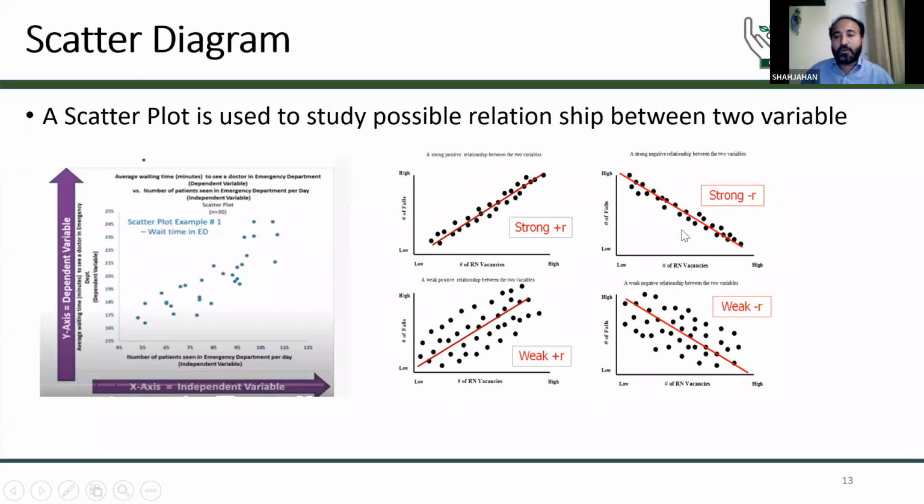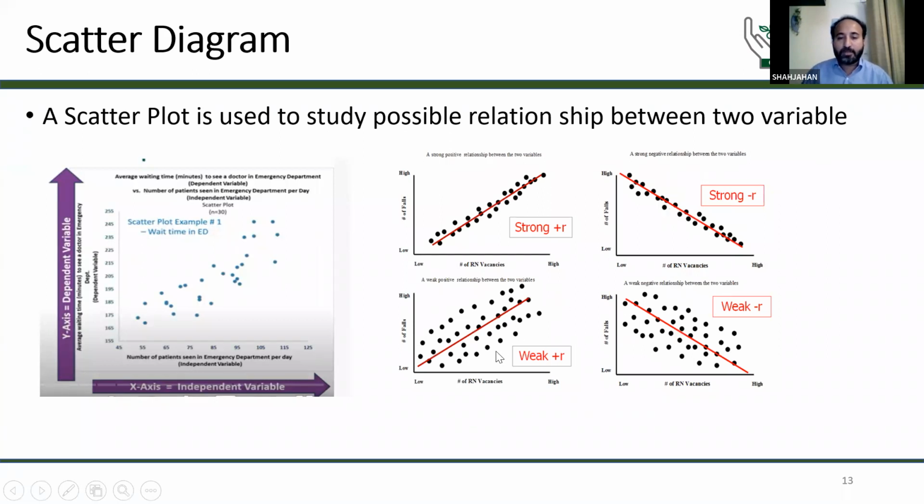Now come to the second figure, a strong negative relationship. Same thing we want to show, but the data which we collected is showing that as the vacancies of nurses increase, the falls are decreasing. So it means falls are decreasing and nurse vacancies are increasing, even with more shortage of nurses, falls are decreasing. So there is some other reason, not the nurse. So in this graph, this is a strong negative relationship.